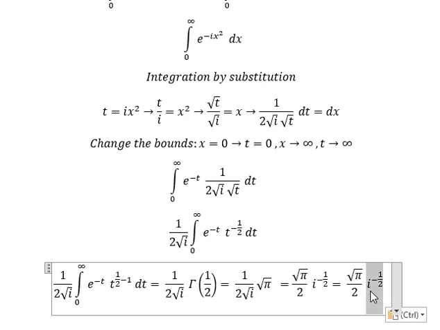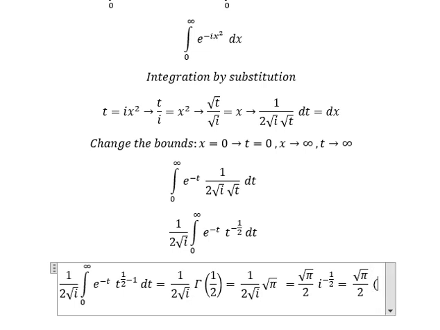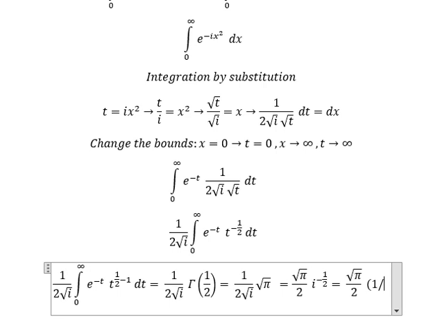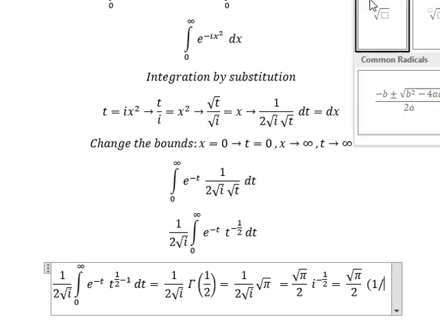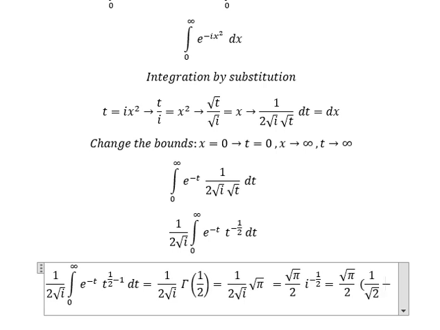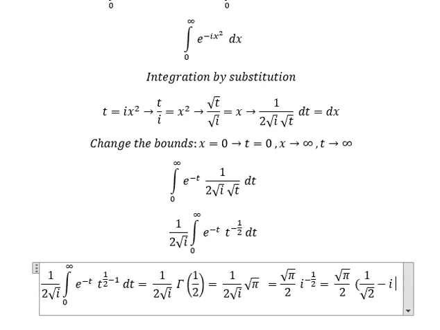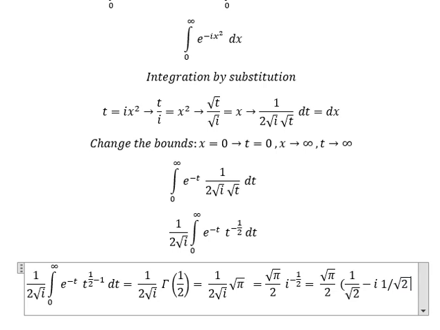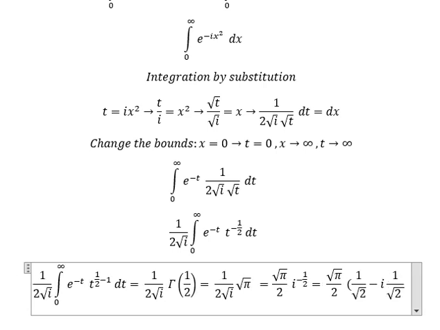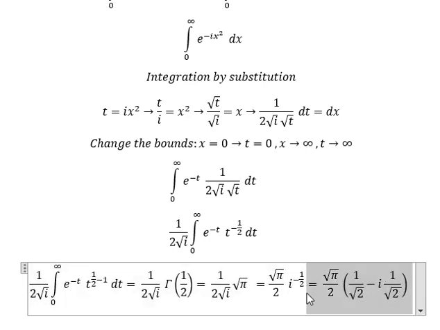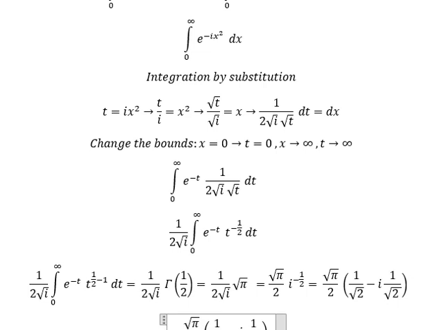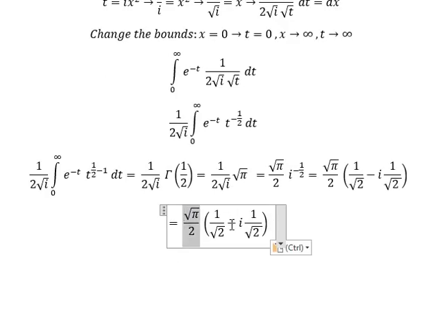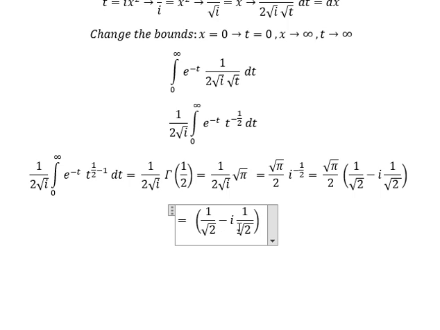And we know that this one we can transform into 1 over the square root of number 2 minus i multiplied by 1 over the square root of number 2. Now we can distribute this one going here, and we can put like this.